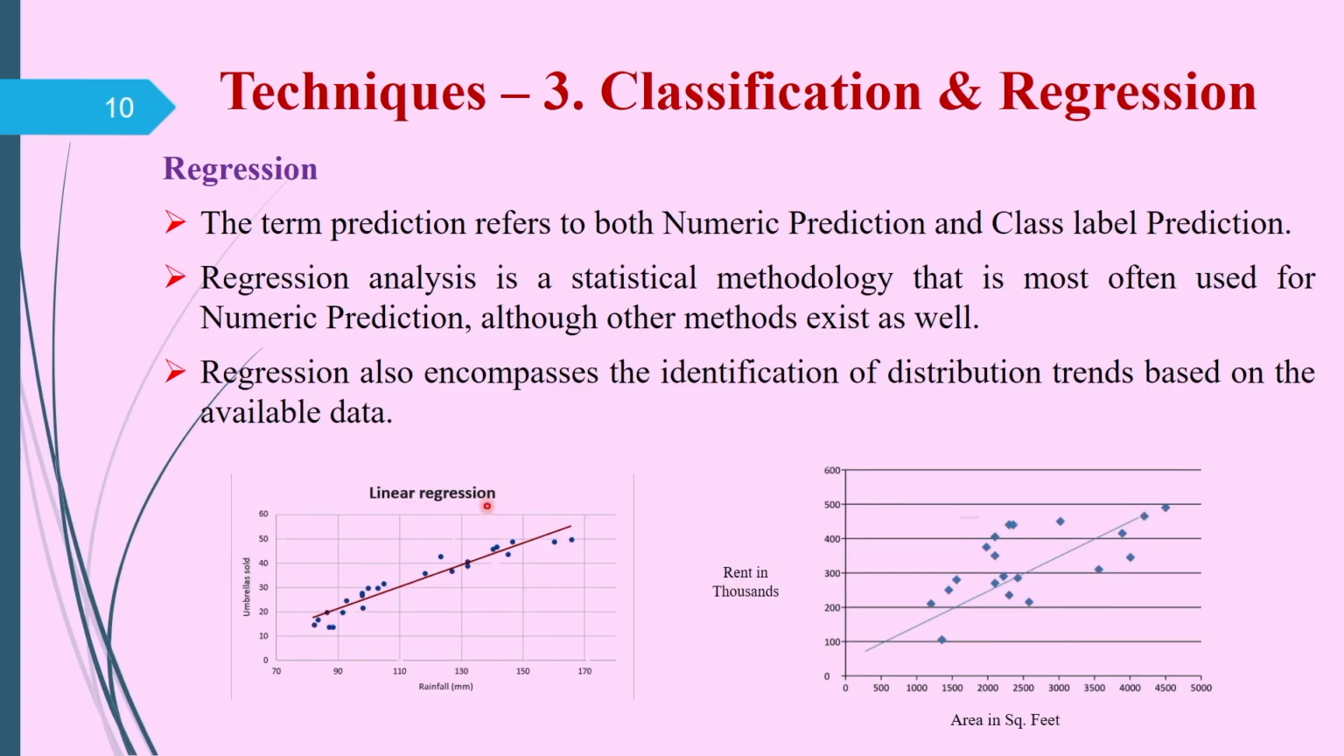Here is another example for linear regression, where the rainfall and the umbrellas sold are used. How many umbrellas are sold, based on the rainfall? This red line specifies the median line to predict the number of umbrellas sold with the rainfall ratio. So, this is what we call a numeric prediction, which has been highly useful in research progress.